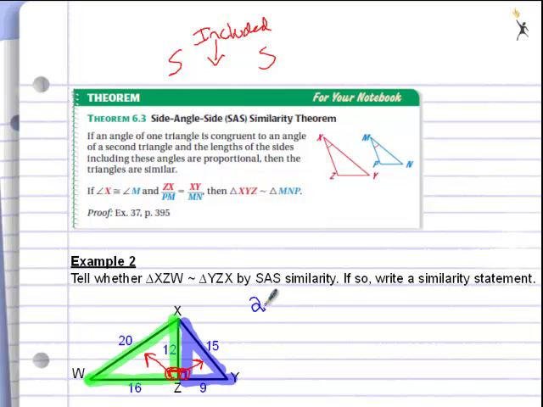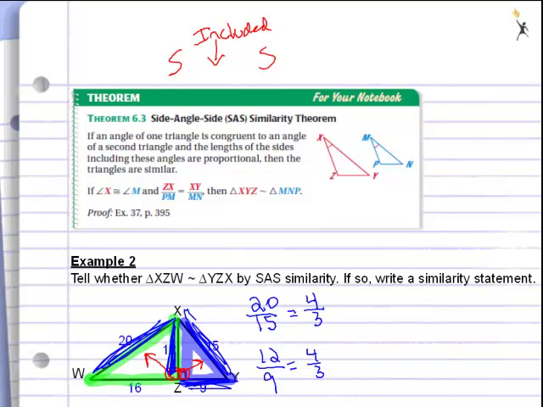I can compare 20 over 15. I can also compare the shortest side, 12, which is the shortest side of WXZ or XZW, and 9, which is the shortest side of YZX. Now, 20 over 15, if you reduce both by 5, you get 4 over 3. If you reduce 12 over 9 both by 3, you get 4 over 3. You'll notice that this side is proportional to this side, and this side is proportional to this side.